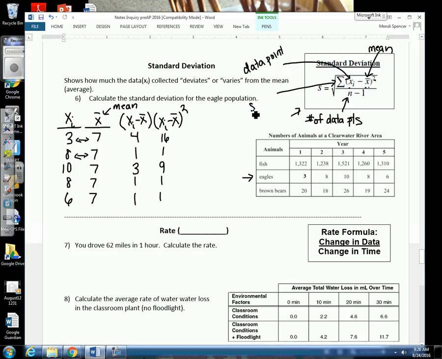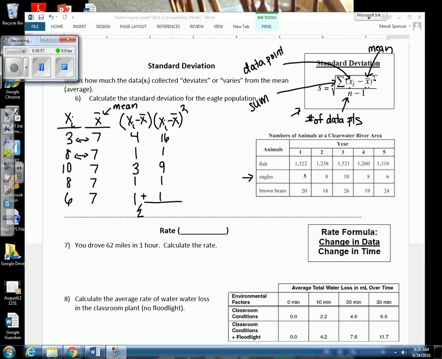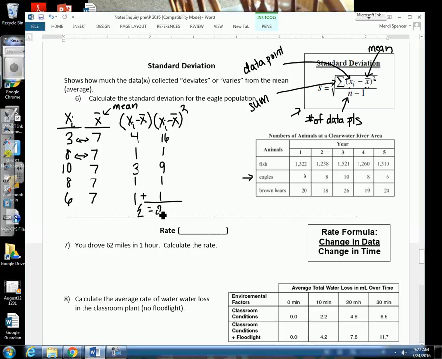Now we got to talk about what this funny looking E is. This means sum. So after I take the difference between the data points and the mean, and I square them, I'm going to sum those numbers up. So I'm going to put a sum here, and I like to put a line here and put a plus here to help remember what to do. I'm simply going to add those up, and that's going to give me a sum of 28. Now watch what I'm going to do with that number. I'm not done yet. I haven't calculated the standard deviation yet.